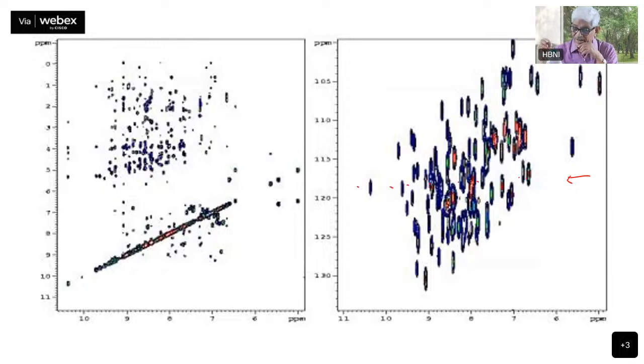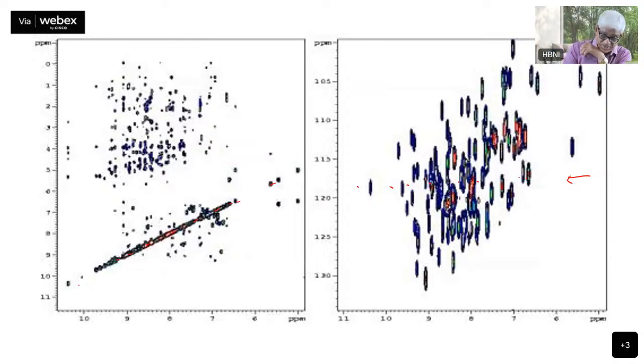So many protons are there, right? All those protons are appearing on this diagonal here. They are all protons appearing here. And what are these? These are the correlations. These are the NOE correlations between these various protons in the two-dimensional spectrum.